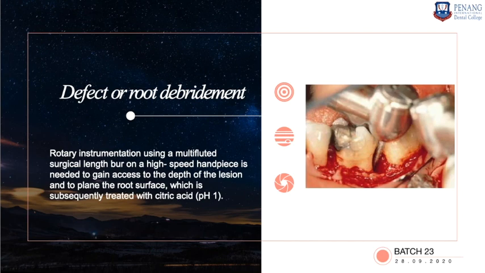Once you finish root planing, apply a root biomodifying agent, either citric acid or a tetracycline agent, to remove the smear layer and demineralize the root surface to expose the collagen. Once you prepare the surface, select the graft material.